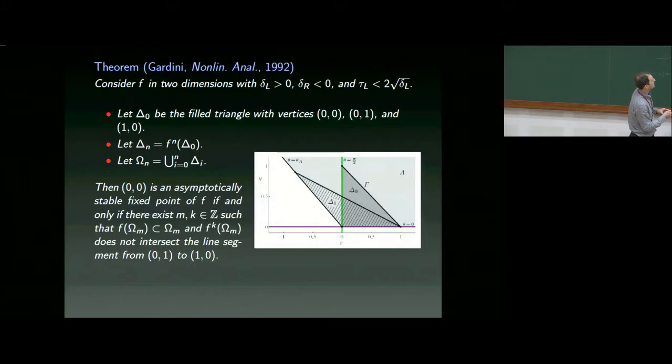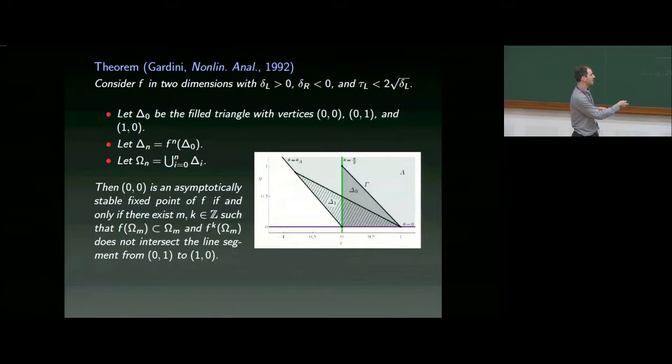So what we do is we start off with a triangle delta naught, and we iterate it under the map F to get delta 1, and iterate it again, delta 2, and so on. And then we take the union of these deltas from i equals 0 to n. If we can find a number m such that F of omega m is in omega n, so omega m maps inside itself, then we can say that the origin is stable. There's an extra condition that gives us asymptotic stability, which is nice.